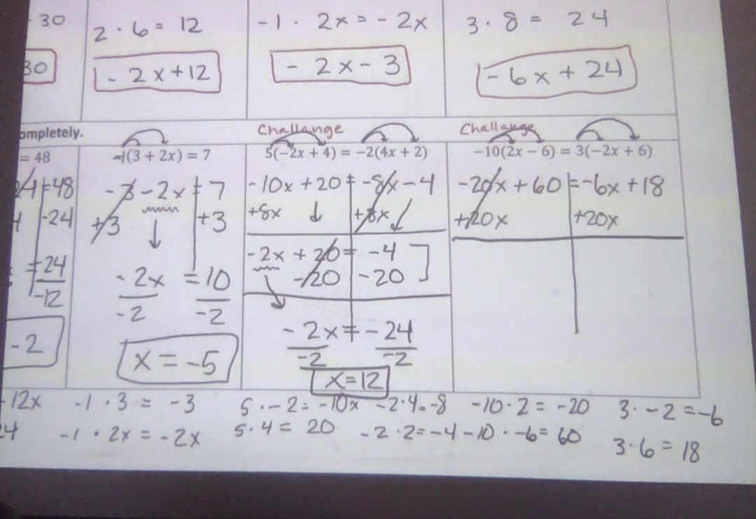Did we do anything with our 60? No, so we bring it straight down. So we have 60 equals, and then negative 6 plus 20 is going to get you 14x. And then we didn't do anything with our 18, so we're going to bring it straight down, plus 18. So you should just be left with 60 equals 14x plus 18.